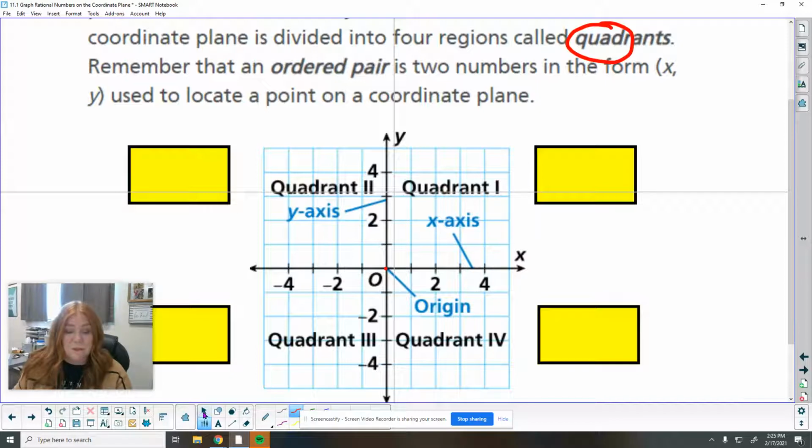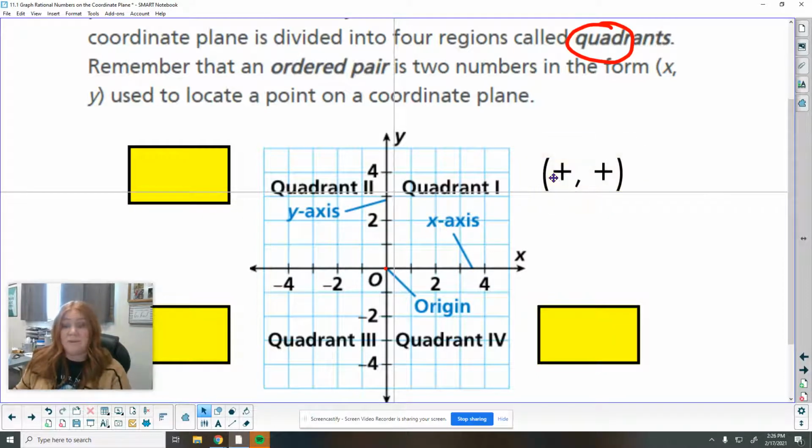So let's take a closer look at what happens when we use this first quadrant. We have to go over to the right. We know number lines to the right of 0 are positive, and then going up is also positive. So every time we're working with quadrant 1, we are always going to have a positive x and a positive y. Over and up, positive, positive.